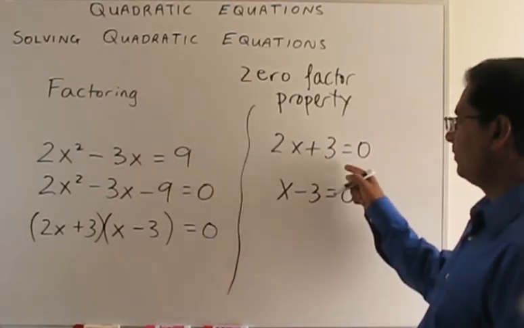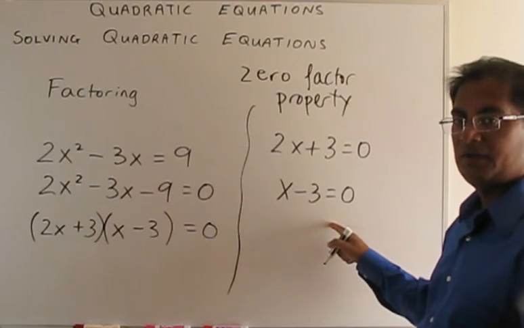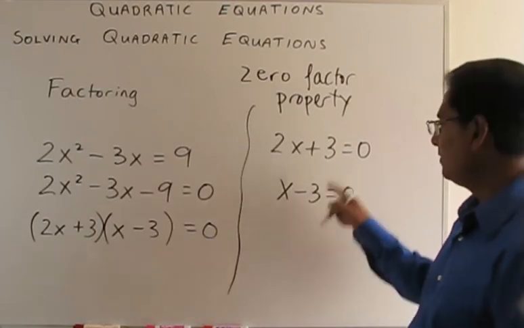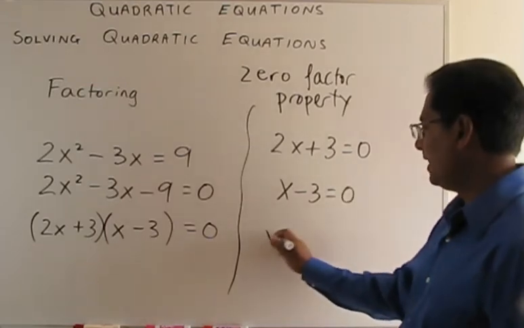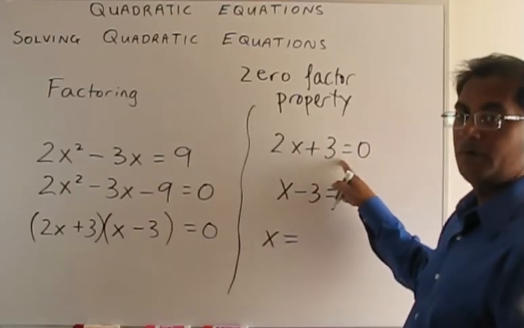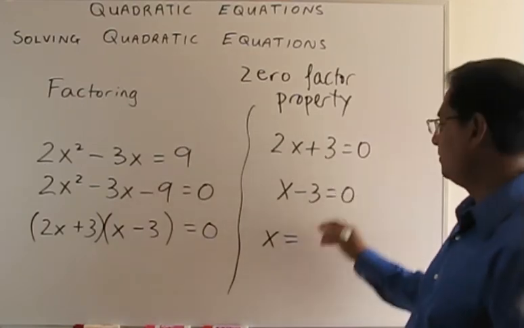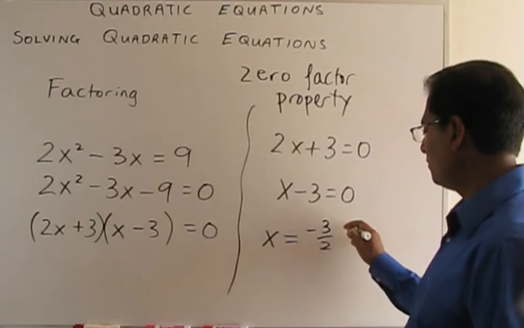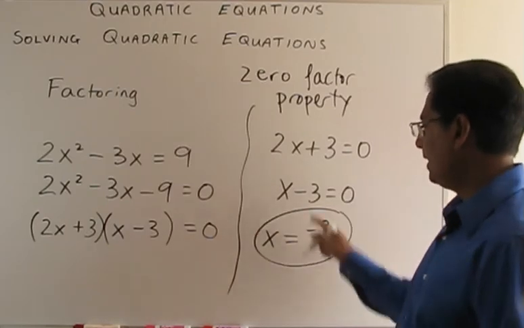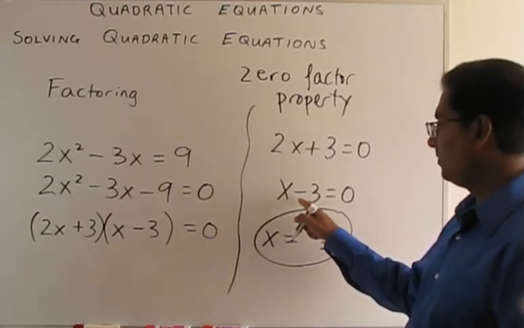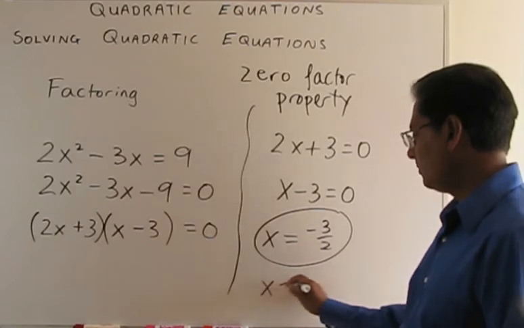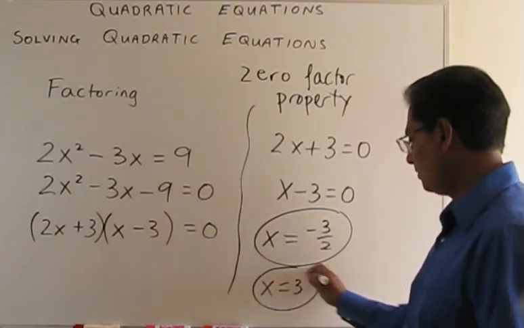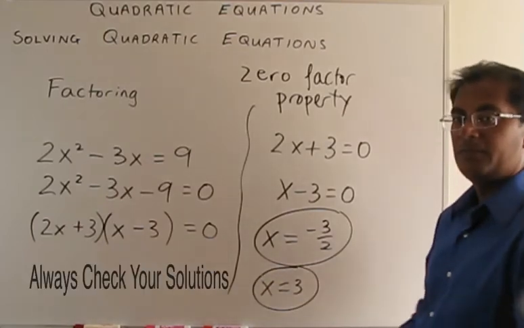And that tells us if we solve each of these equations, which are now linear equations, for x, we get x equals, from the top, we subtract 3 and then divide by 2, so we get negative 3 halves. So that could be one solution. And if we add 3 to both sides from the second equation here, we get x equals 3. So those are my two solutions by factoring.